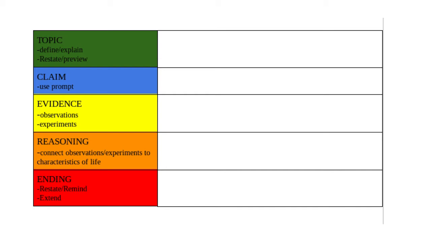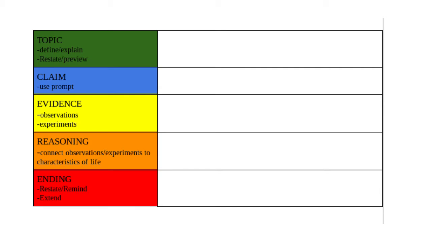So you're going to fill out the T-series before you start writing. Your topic, you are defining and explaining any key science terms. You're going to restate the prompt and preview any evidence that you have. Your claim is where you're going to give me the answer to the prompt. And then your evidence is going to be any observations or experiments that we've done in class.